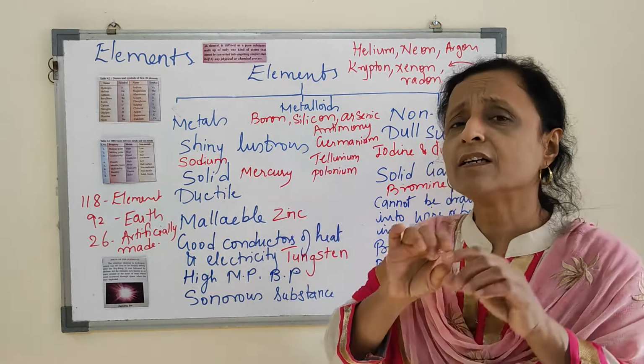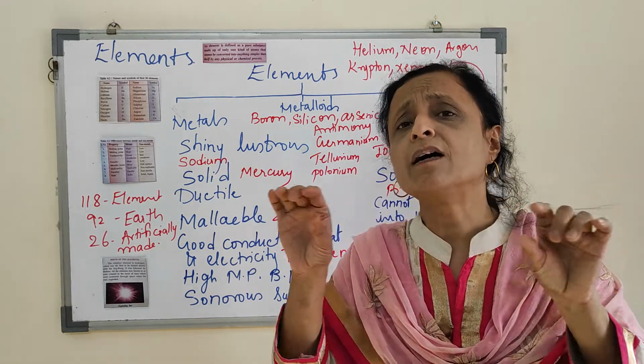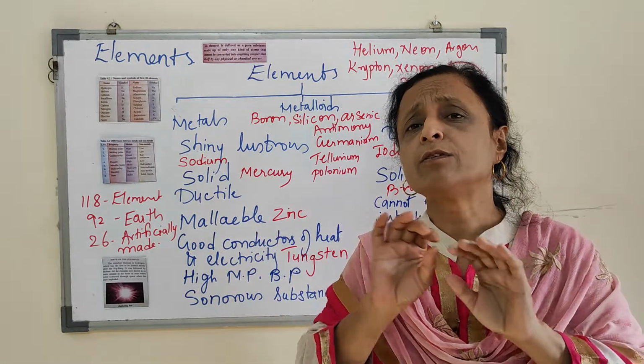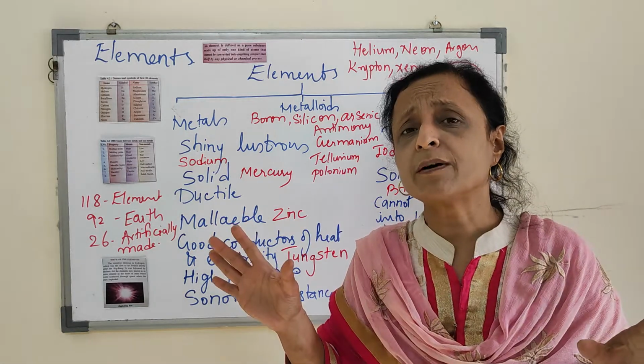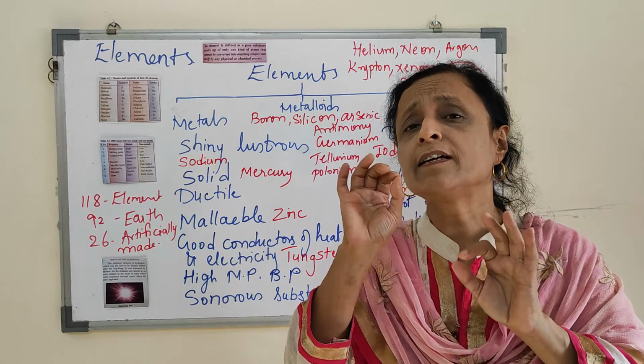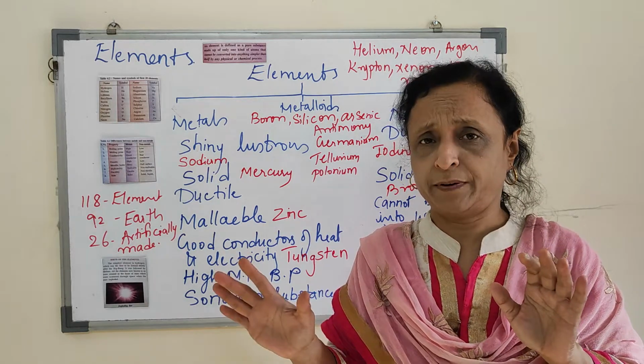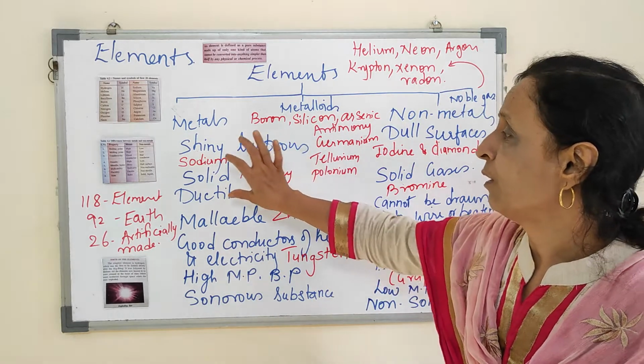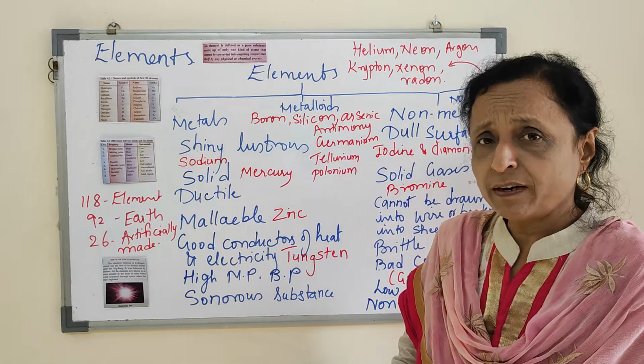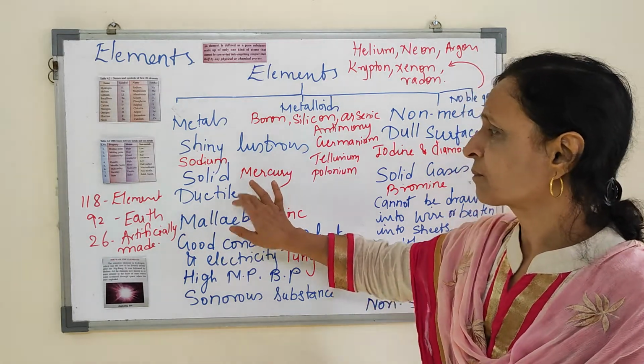So mercury is the liquid which expands on heating. Even slight heating makes it expand, and due to its expansion you are able to read the calibration of your temperature. So this is how mercury is the exception, a metal which is in liquid state.